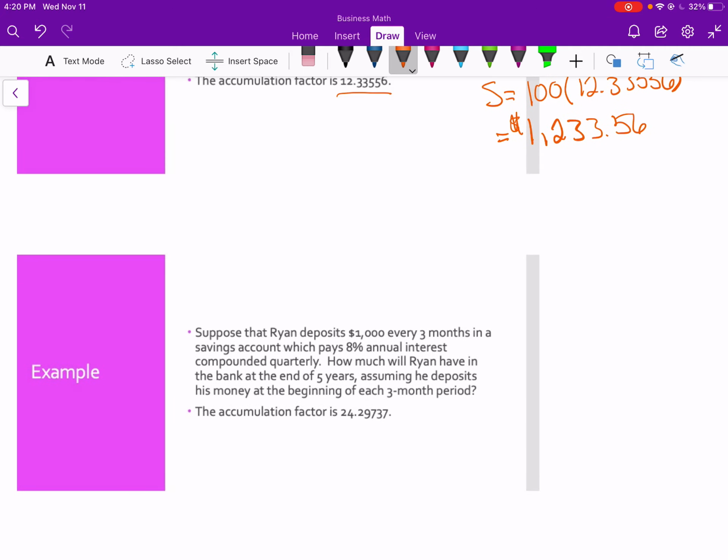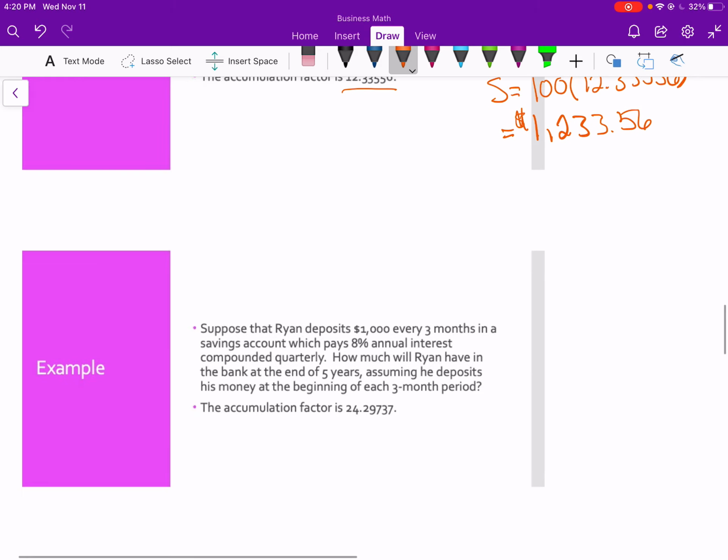The next one, suppose Ryan deposits $1,000 every 3 months into a savings account which pays 8% annual interest compounded quarterly. How much will Ryan have at the bank at the end of 5 years, assuming he deposits the money at the beginning? So the beginning tells me it's an annuity due, so we have that 1 plus I at the end.